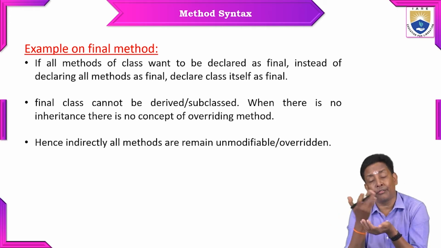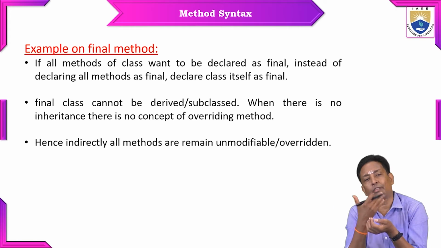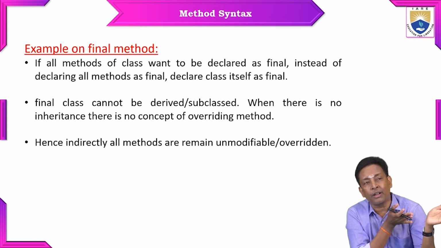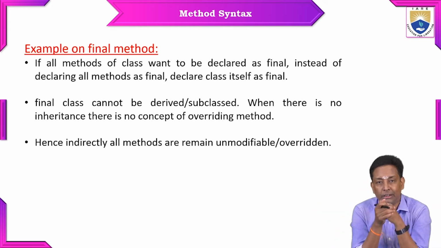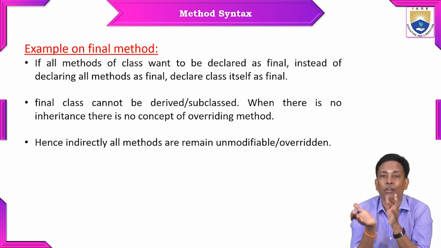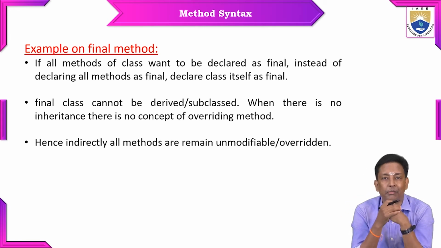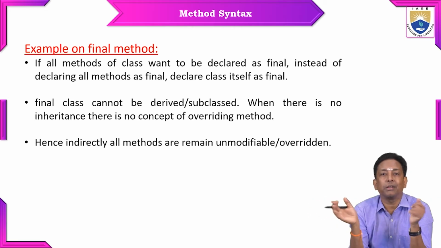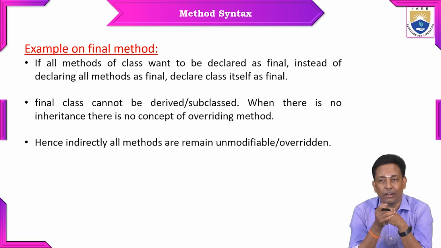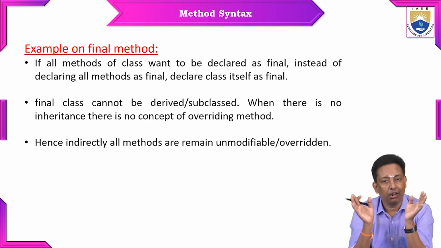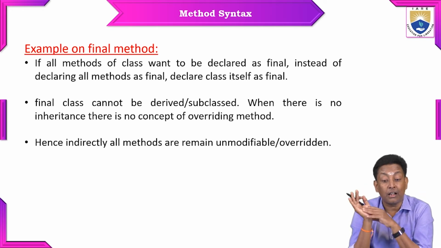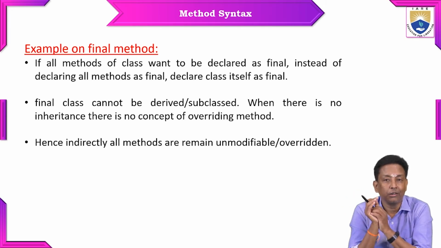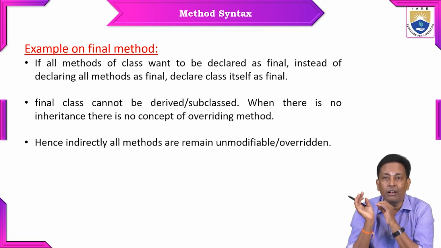When should you go for a final method? Say your requirement is that you want some methods final and some methods not final, a combination of final and non-final methods in your class. Then you go for final methods. If all methods of a class are to be final, instead of declaring all the methods as final, declare the class itself as final. There is no inheritance and no overriding. A final class cannot be derived or subclassed. When there is no inheritance, there is no concept of overriding the method. Hence indirectly all methods remain unmodifiable.